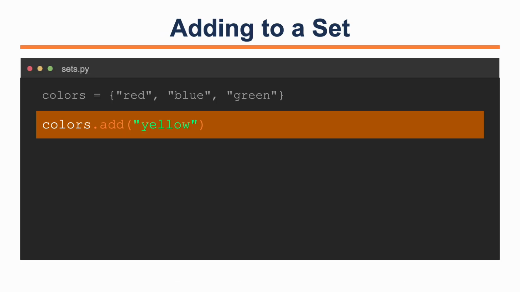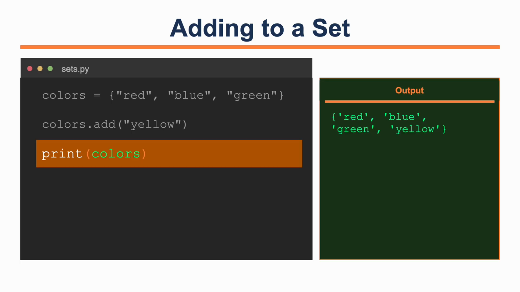Starting from the colors set, we write a new line that calls the add method and passes the string yellow. The add method inserts yellow into the set. Printing the colors set after calling the add method shows all 4 values. Red, blue, green, and yellow are all present. The order may differ from what you wrote, and that is expected for sets.